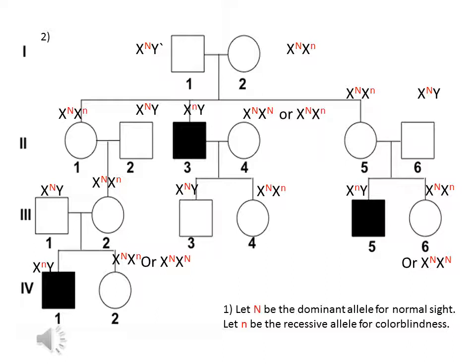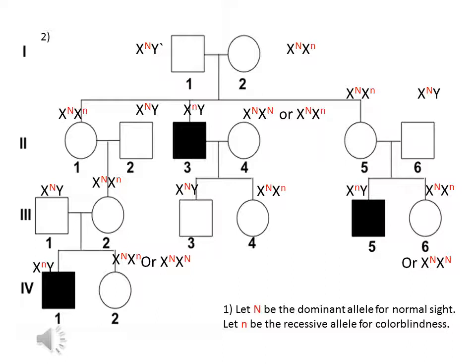Okay, so let's designate the symbols of the alleles. Let big N be the dominant allele for normal sight, and small n be the recessive allele for color blindness. In order for us to know the genotypes of these 4 generations, let's start with generation number 1. You can notice that both parents are not colorblind since they are not shaded. The father will be X^N Y since normal sight is dominant. The mother is also with normal sight.